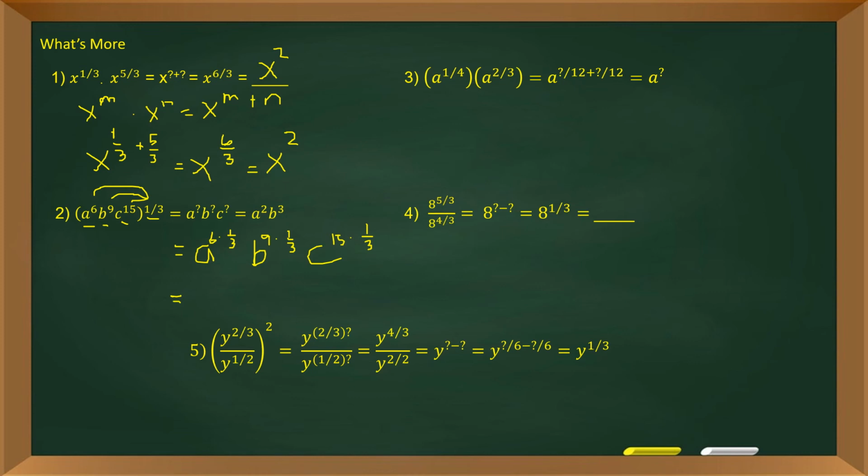So therefore, let us simplify. A raised to 6 raised to 1/3 is a squared. B raised to 9 raised to 1/3, that is b raised to 3. And c raised to 15 times 1/3. 15 times 1/3 is 5. So this is the final answer. There is a typographical error here. There should be a c raised to 5 here. Okay?